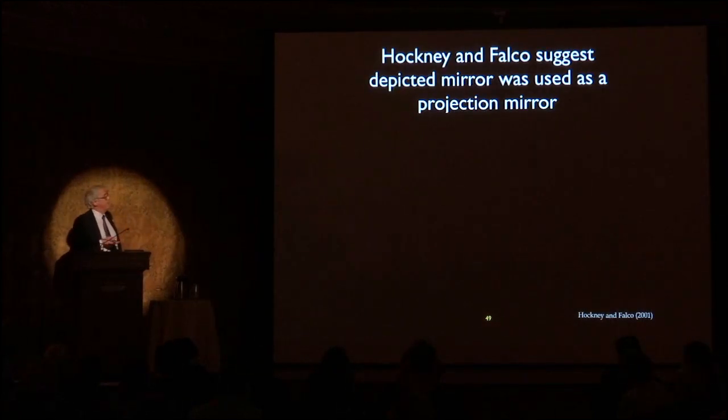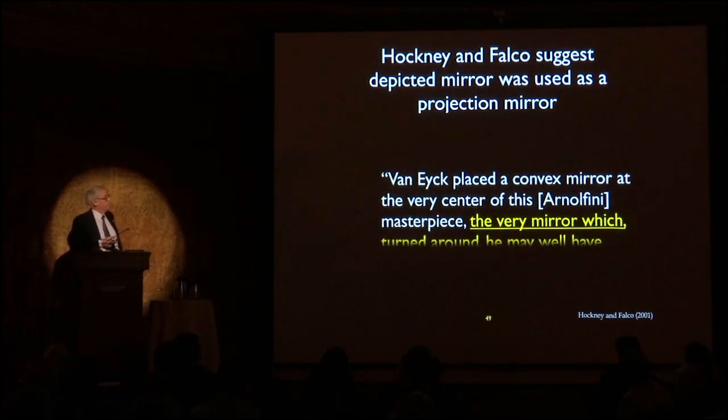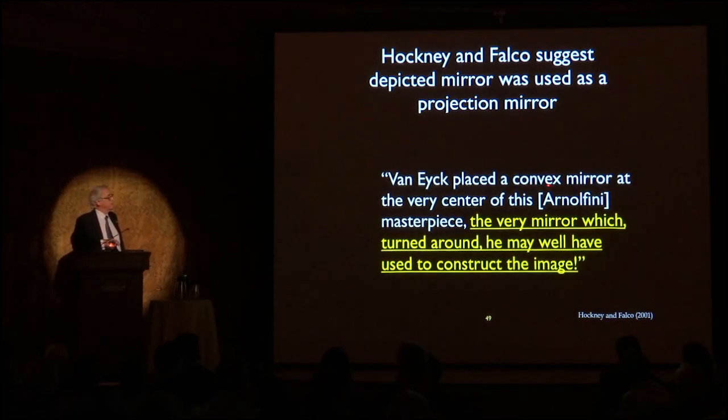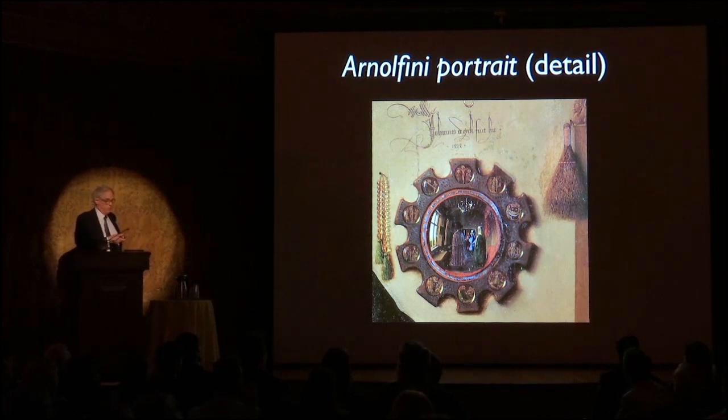Well, Hockney and his colleague Falco wrote that Van Eyck placed a convex mirror at the very center of this Arnolfini masterpiece, the very mirror which, turned around, he may well have used to construct this image. And everyone in this audience is familiar with this incredibly detailed reflection off the curved mirror at the center of the Arnolfini masterpiece. You see the back of Arnolfini, you see the back of his wife, you see the two witnesses to the wedding coming through, and it's clearly distorted. You can see the bending of the lines in the rectangular mirror and the bed and so forth.